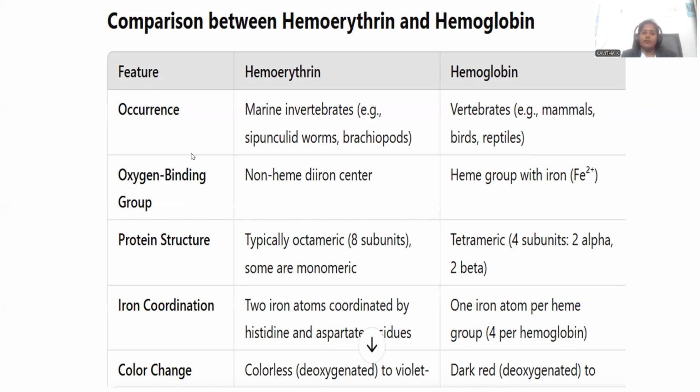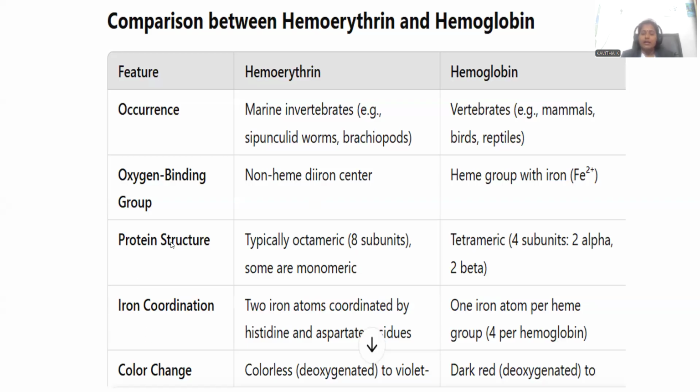The oxygen binding group in hemerythrin is a non-heme diiron center. Oxygen binds with that, so the non-heme diiron center takes part in hemerythrin, whereas in hemoglobin, the heme moiety directly binds to the oxygen. Protein structure is octameric in nature; 8 subunits are typically found in the hemerythrin pigment. Hemoglobin is tetrameric in nature, so two alpha units and two beta units are there, totally 4 subunits, which is tetrameric.